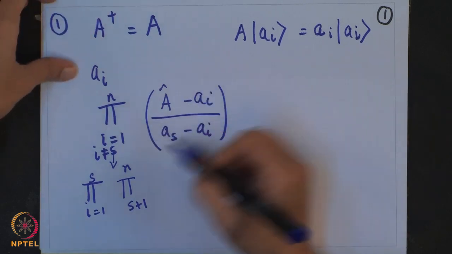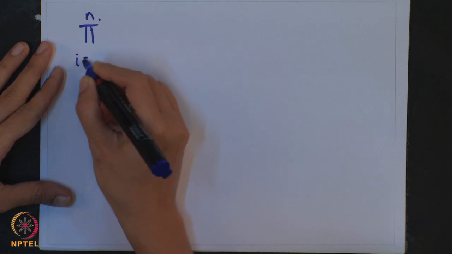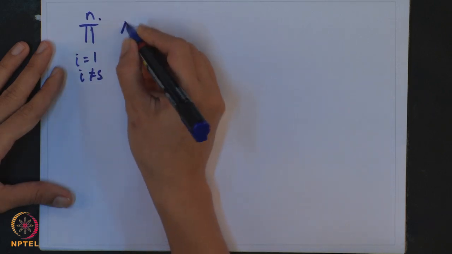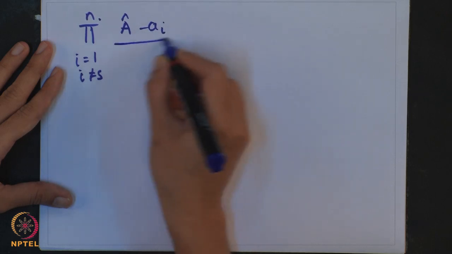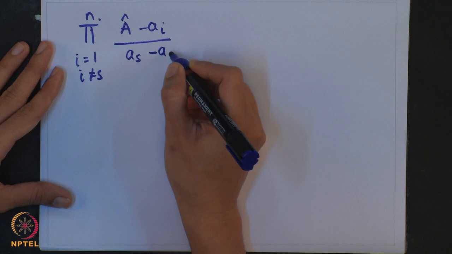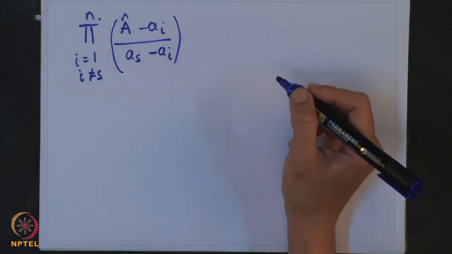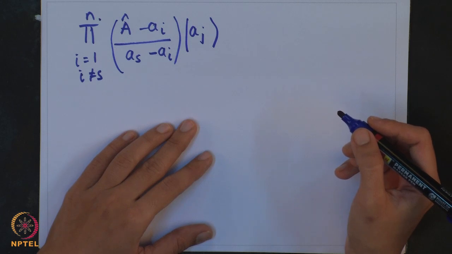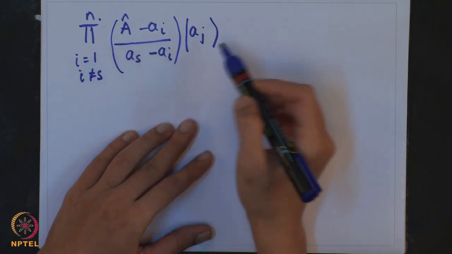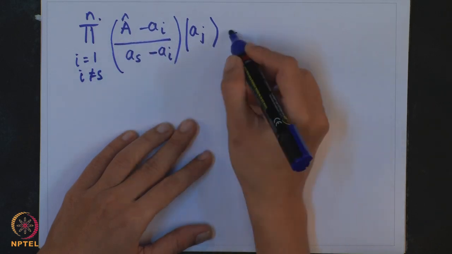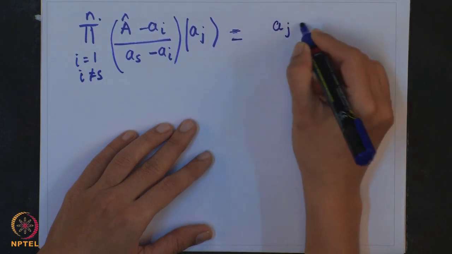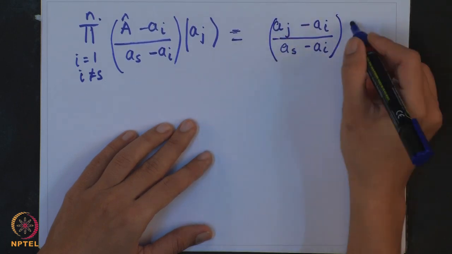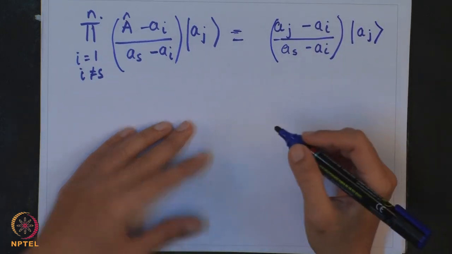So, now when you operate this, i equals 1 to n and i is not equal to s, (A minus a_i) upon (a_s minus a_i). This is the operator. Now, I will operate an eigenket |a_j> on this operator. So, when |a_i> is operated on A, you get a_i, and now when I operate |a_j> on this, what I get is (a_j minus a_i) upon (a_s minus a_i). This is what you get when |a_j> is operated on this.